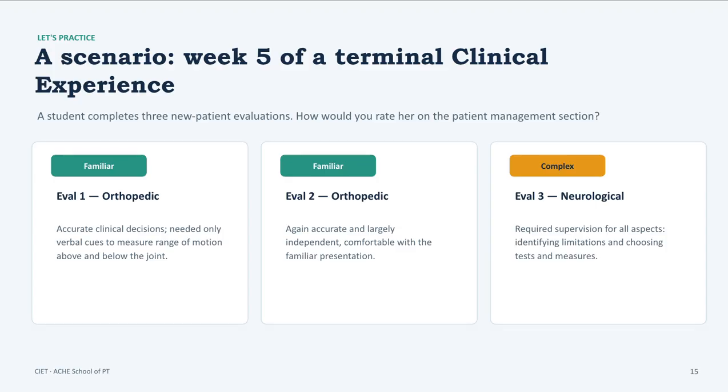Let's look at an example. During week 5 of her clinical experience, a student completed 3 new patient evaluations. 2 were familiar orthopedic diagnoses. She made accurate clinical decisions and identified patient limitations with only verbal cues to measure range of motion above and below the affected joint. The 3rd was a more complex neurological case during which she required supervision for all aspects of the evaluation, including identifying limitations and choosing appropriate tests and measures. She was clearly more comfortable during her orthopedic evaluations. How would you rate this student on the patient management section?